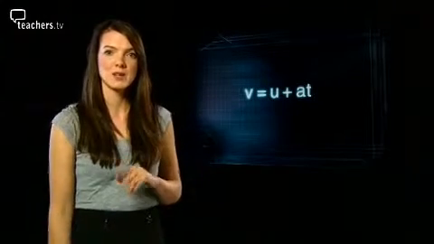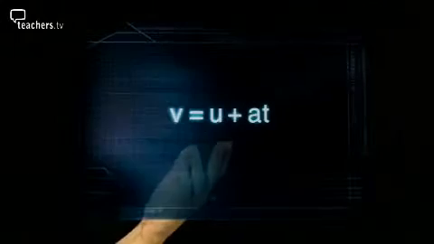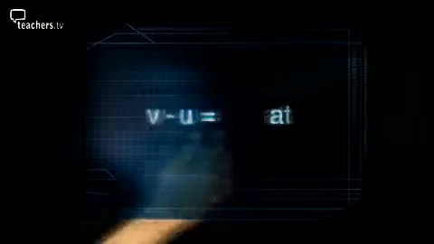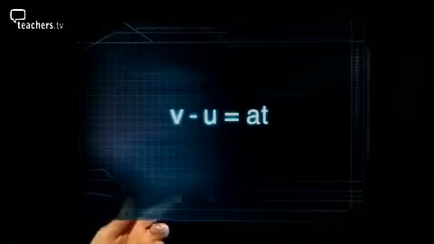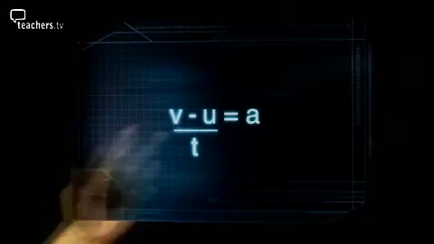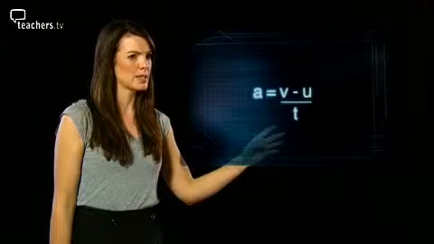Let's do it in the same way as we did for the chicken cooking formula. So we want a as the subject, so let's take u away from both sides, and these u's will cancel out. Let's divide both sides by t, and then these t's cancel out, and let's swap that around, and that gives us a equals v minus u divided by t.